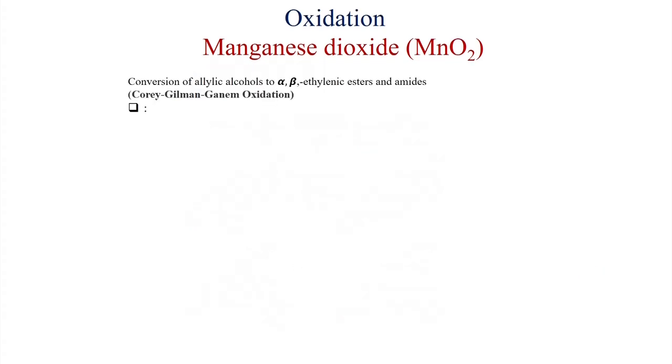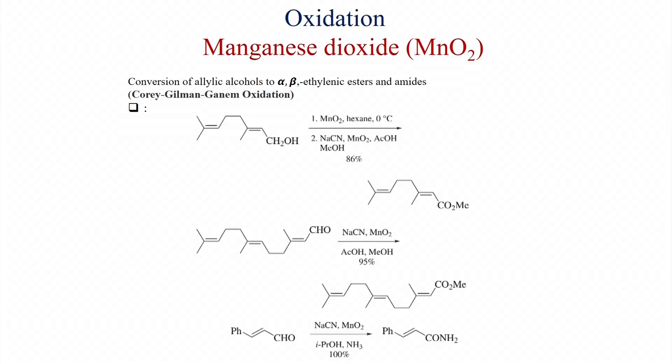Also, conversion of allylic alcohols to alpha beta ethylenic esters and amides is possible, which is called Corey-Gilman-Ganem oxidation. So, here this geranyl alcohol is first treated with MnO2, hexane, 0 degree centigrade, it goes to the aldehyde, and that aldehyde can react with sodium cyanide, again MnO2 and acetic acid in methanol, it gives the ester. So, it is a procedure to convert allylic alcohol to the alpha beta unsaturated ester.